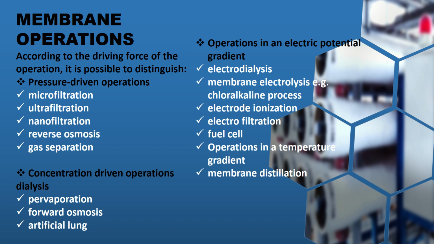forward osmosis, artificial lung. Now operation in an electric potential gradient. We have electrodialysis, membrane electrolysis. An example is the chlor-alkali process. We have electrode filtration, fuel cell, and operations in a temperature gradient: membrane distillation.